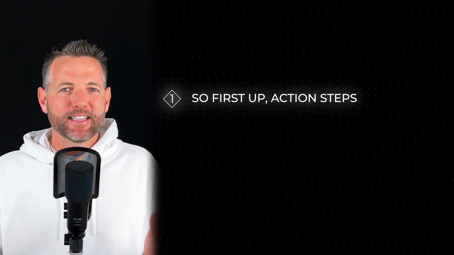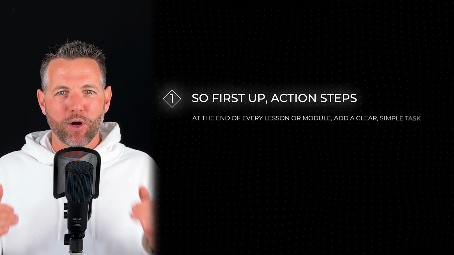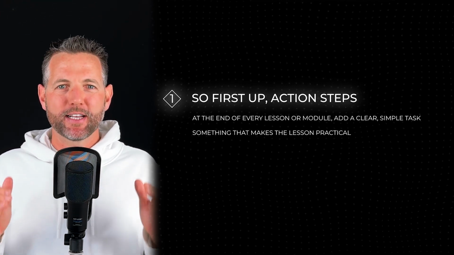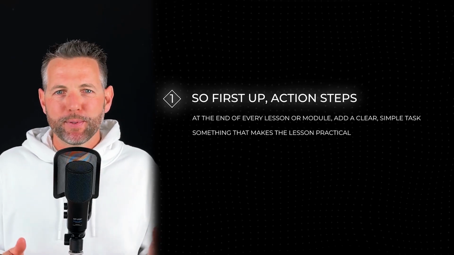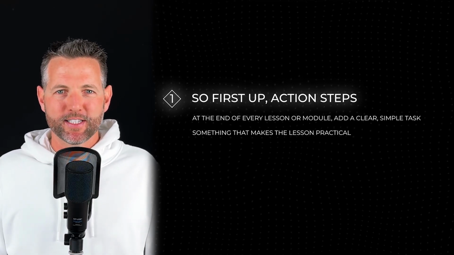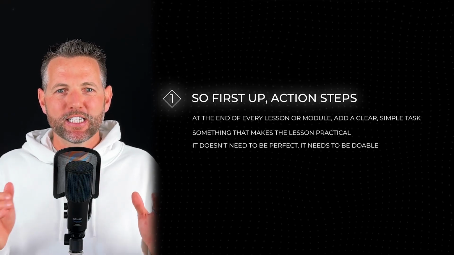So once your outline is done, you're not finished, you enhance it. Here are 3 simple tools you can layer in right inside your outline to boost completion and get your students better results. So first up, action steps. Like I said earlier, at the end of every lesson or module, add a clear, simple task. Nothing fancy, just something that makes the lesson practical. For example, pick one of the plants I recommend and go buy it today. Or create your watering schedule and post it where you can see it. It doesn't need to be perfect, it just needs to be doable for them.